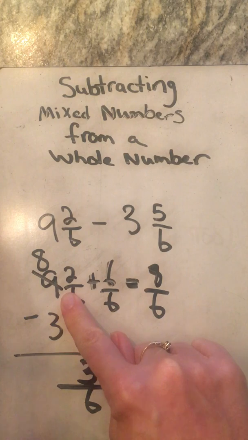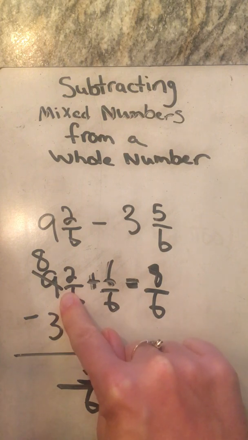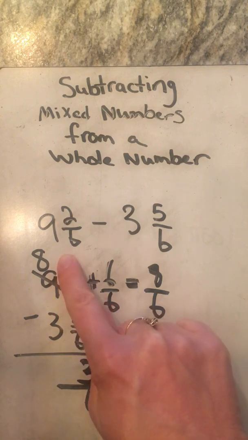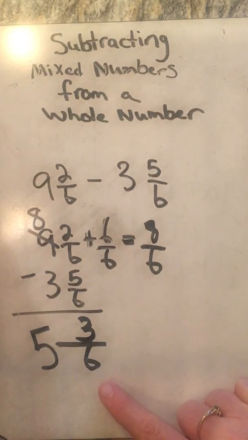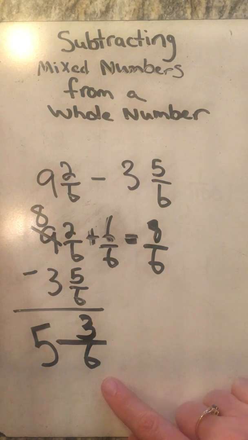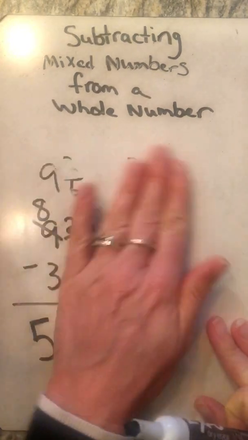Well, if you remember, I took a whole from the 9. So now I only have 8 wholes. 8 minus 3 is 5. So that's 5 and 3/6. Again, this is just a refresher of how you regroup when subtracting mixed numbers. So let's look at something different now.